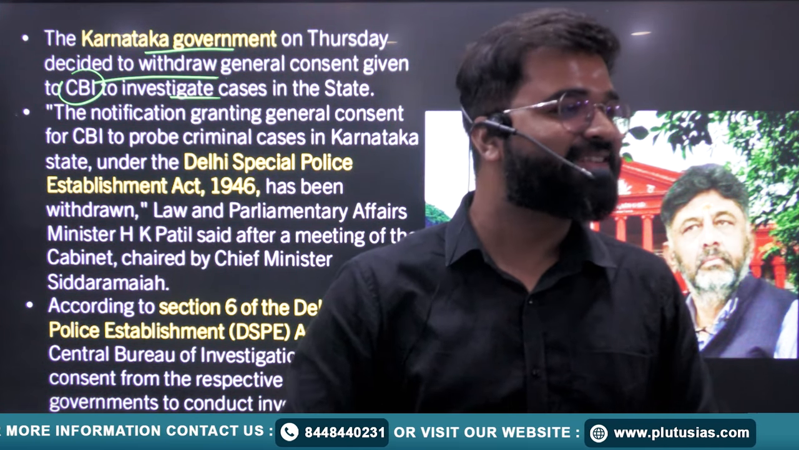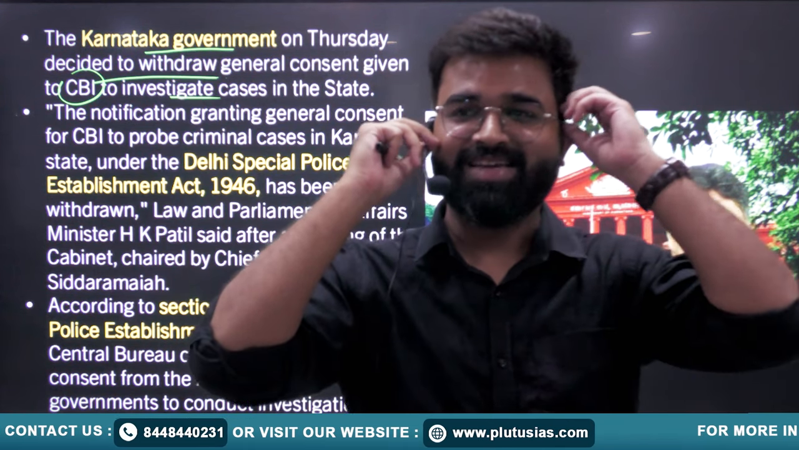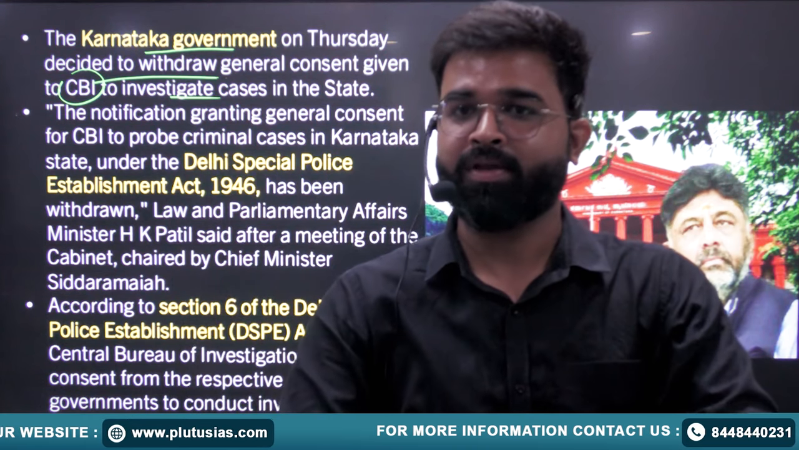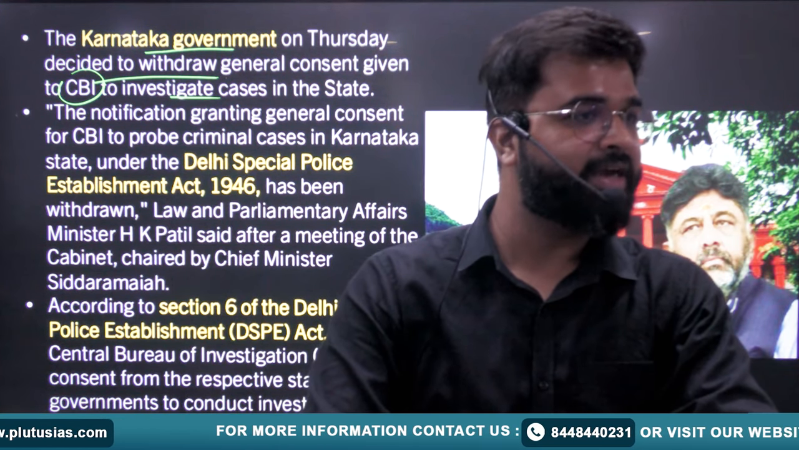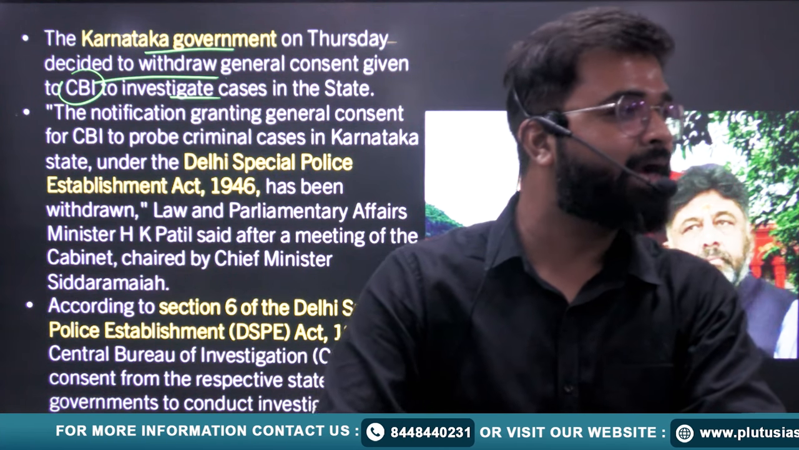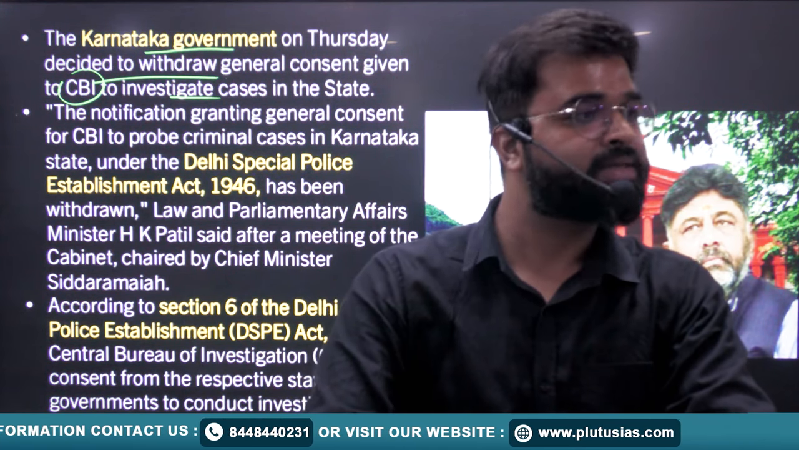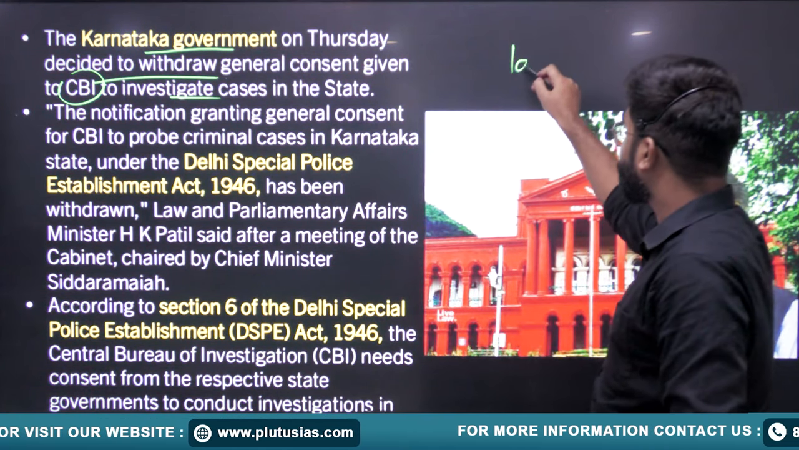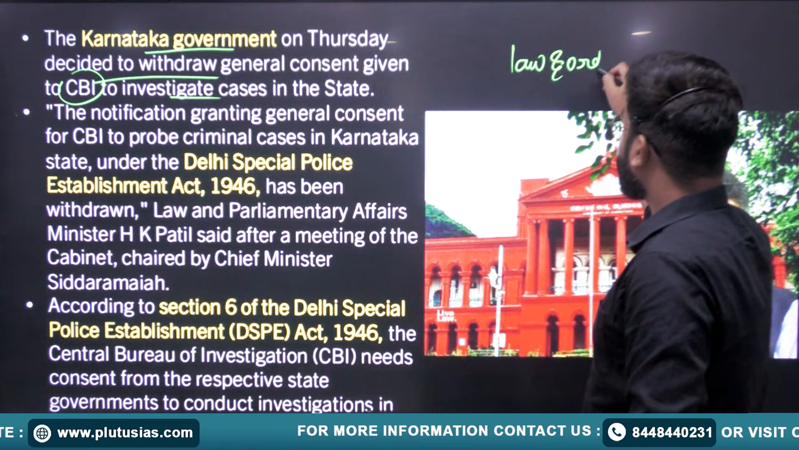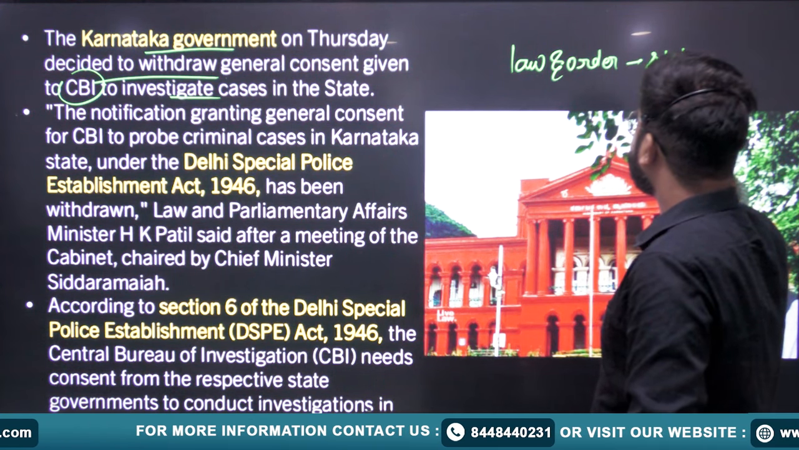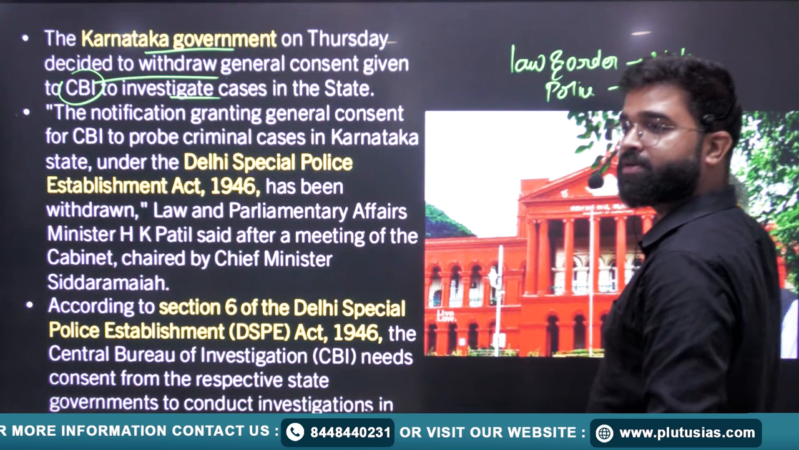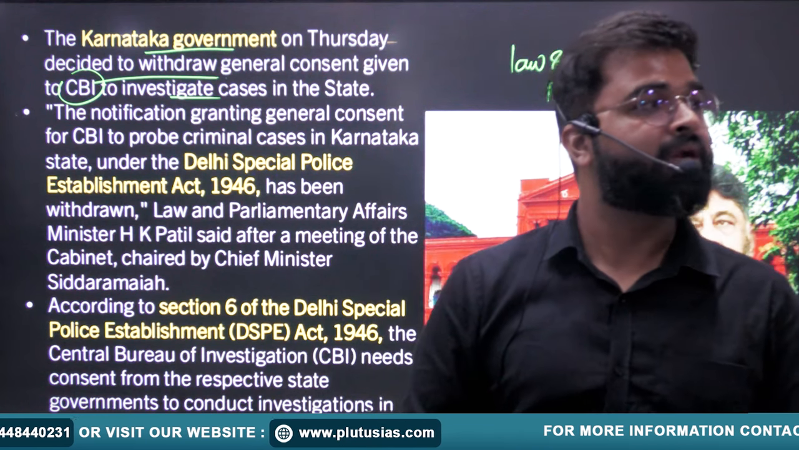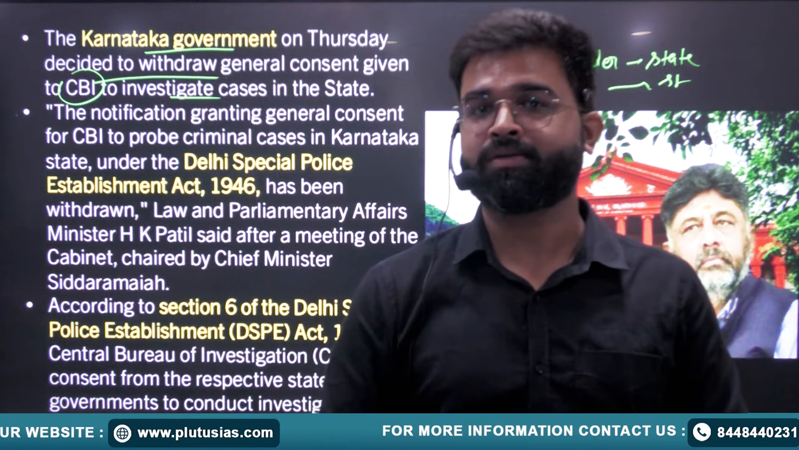So first thing, what is CBI? I'm not asking about the full form of CBI. The Central Bureau of Investigation is the central investigative agency in India, which investigates high profile crimes and crimes related to corruption, etc. But the point is, law and order is a state list subject. Yes or no? Police is a state list subject. And what CBI is doing is the work of police or not? It is investigating, it is prosecuting.